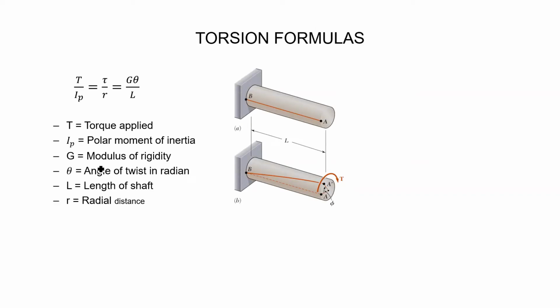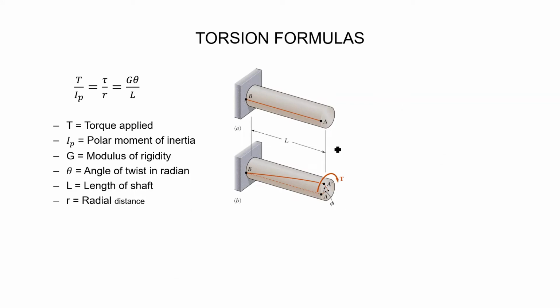So as we know the torsional formula, which is T by IP equal to tau by R equal to G theta by L, where T is the torque applied, IP is the polar moment of inertia, tau is the shear stress at radial distance R, G is the modulus of rigidity, theta is the angle of twist, L is the length of shaft. So in this question we need to calculate the torque.